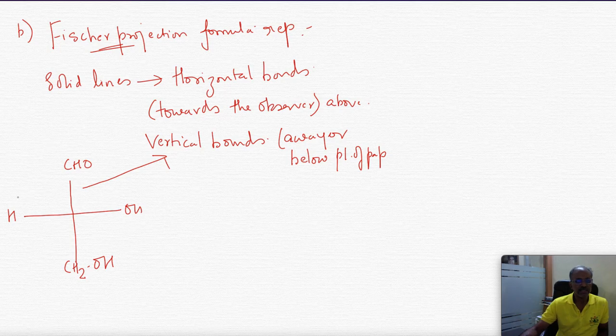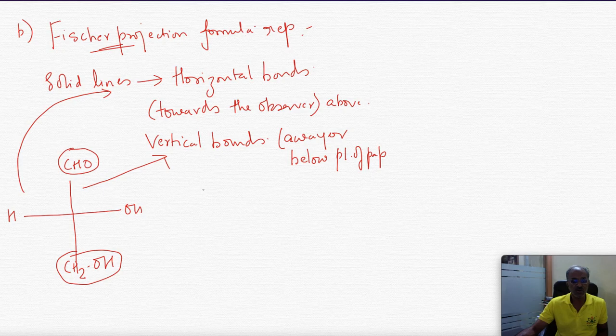And this happens to be the horizontal bond, right, and vertical. And these vertical bonds are attached to such types of functional groups which can be easily oxidized. Vertical bond with highly oxidized functional group.